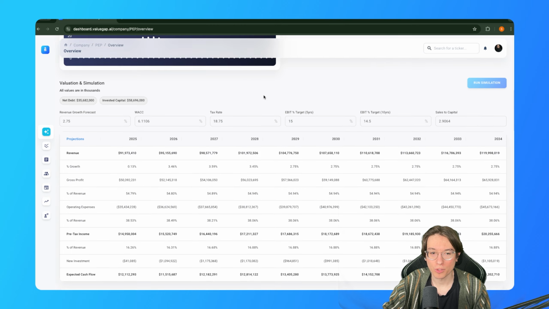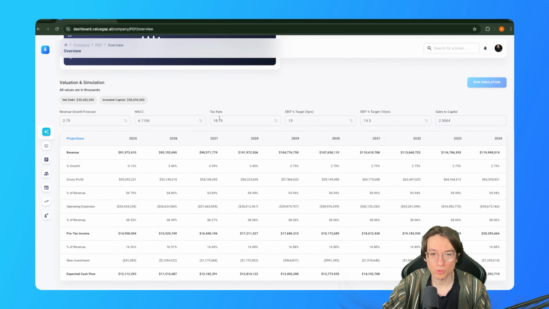For more information regarding the simulation, you can scroll down and head to the valuation and simulation section. It'll give you projected financials and the associated cash flows that yield our value gap. So one of the coolest features of ValueGap is that if you're not happy with any of the underlying assumptions that underpin a valuation, you can actually change them and rerun the simulation. There's nothing like this that exists on market.